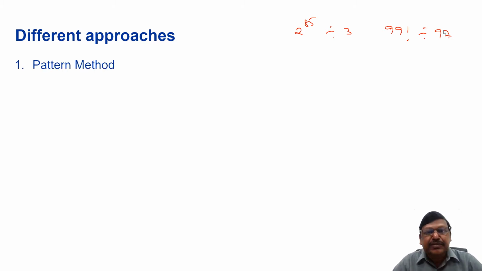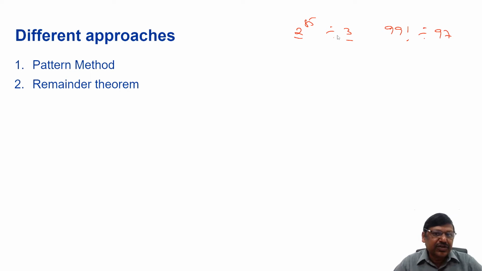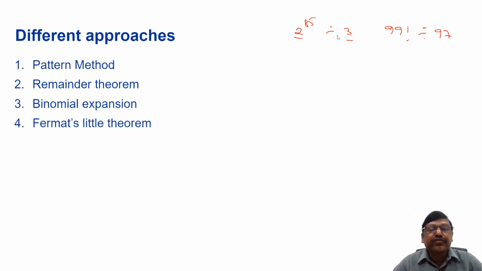The first one is pattern method. We try to identify the pattern between every combination of numbers. For example, here I have 2 and 3. We try to identify the pattern. Second one is remainder theorem. And the third approach is binomial expansion. Fourth one, Fermat's Little theorem. Fifth one, Wilson theorem.